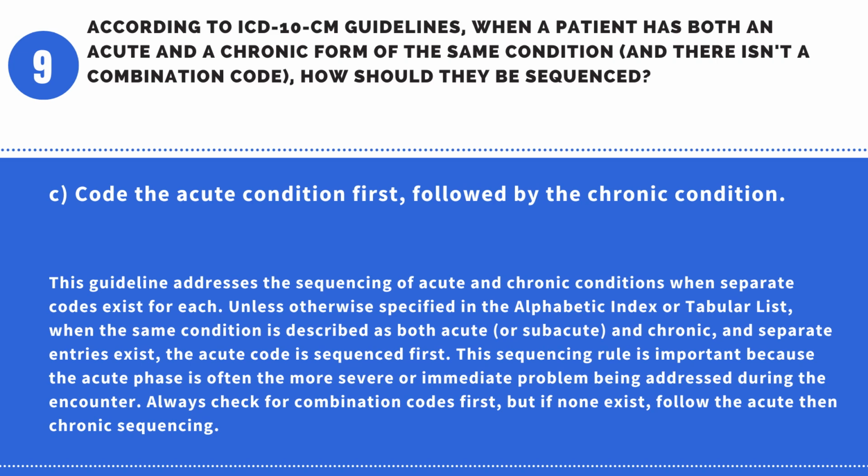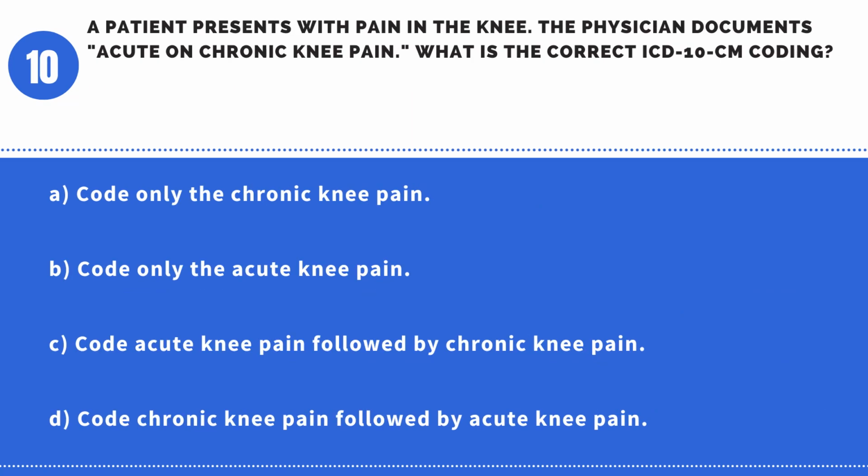This sequencing rule is important because the acute phase is often the more severe or immediate problem being addressed during the encounter. Always check for combination codes first, but if none exist, follow the acute then chronic sequencing. Question 10. A patient presents with pain in the knee. The physician documents acute on chronic knee pain. What is the correct ICD-10-CM coding?